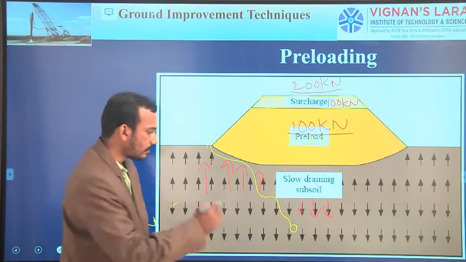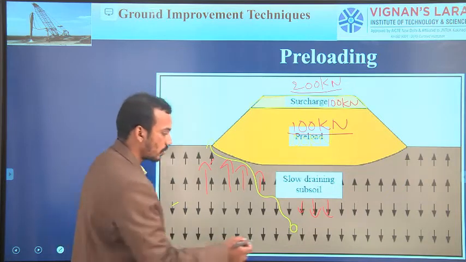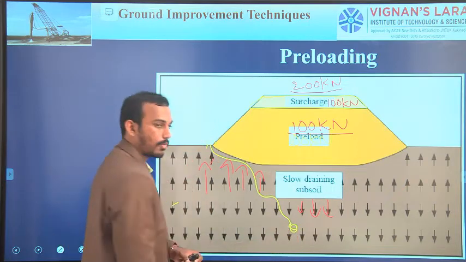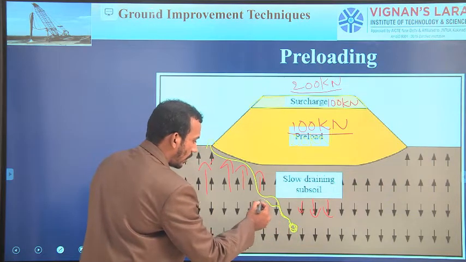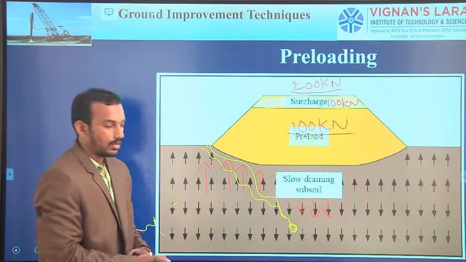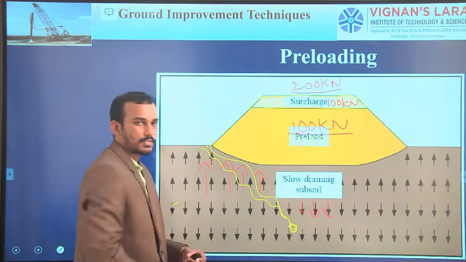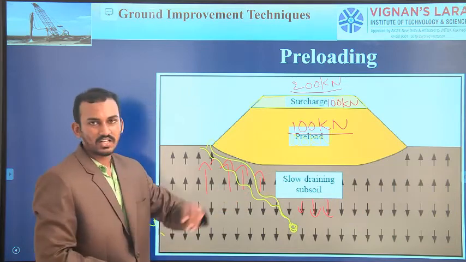So this is a soil medium. What is the time taken by the soil water molecule to escape through all the soil particles? This all is a soil. So it takes so much time for this particle to reach the ground surface. So that is one of the main disadvantages.